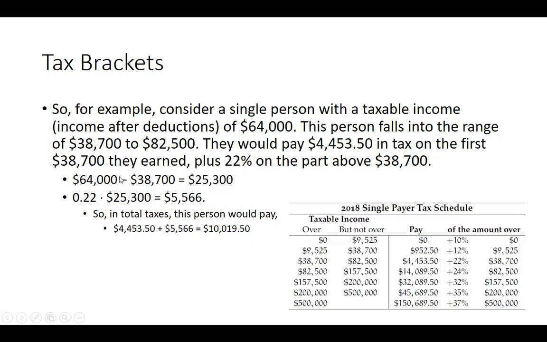And then 22% only on that amount over 38,700, not 22% on everything. So to calculate how much they would pay, the 64,000 they make minus the 38,700 leaves us with 25,300. They pay 22% on the 25,300. 0.22 times 25,300 is 5,566.